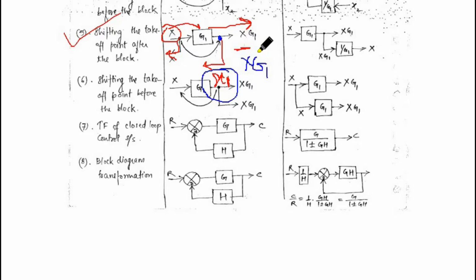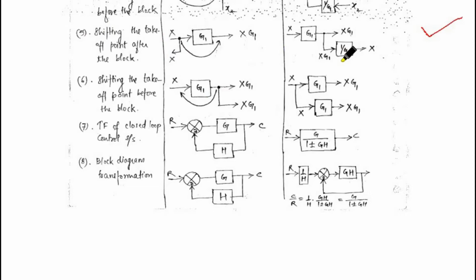But if I put this probe here, then it will show x into G1. But what you have to represent here is only x. So you have to multiply with 1 by G1. This G1 will get cancelled, and only x1 will remain here. So that is what you are doing here. Understood the logic? You have to understand the logic, right? That is what we are going to do here.